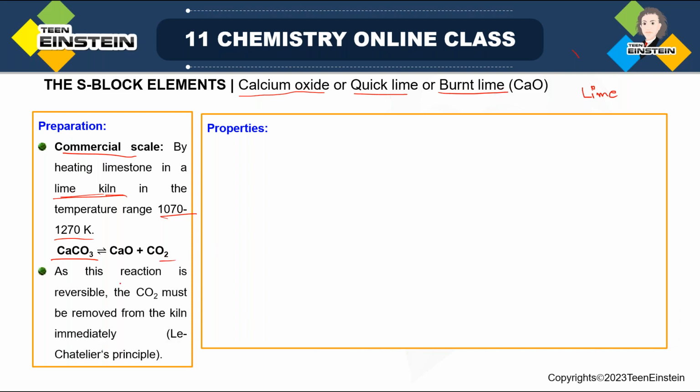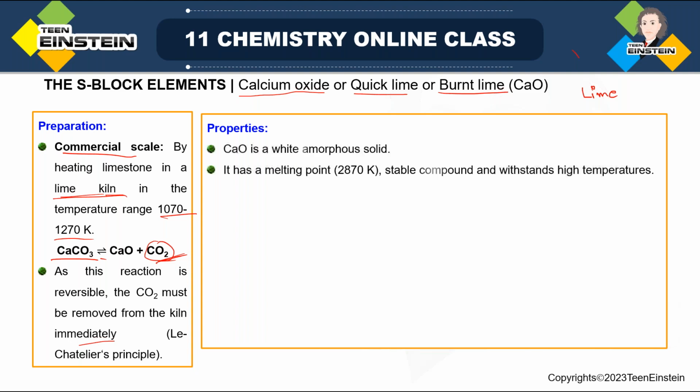Now this reaction is reversible in nature, as you can see from this sign. So if you can remove this CO2, because it is the side product, from the kiln immediately, then the production of CaO will increase, and this is based on Le Chatelier's principle. According to this principle, if we remove the concentration of CO2, the equilibrium will shift from left hand side to right hand side. That means you will get more calcium oxide. In this way we can increase the yield of calcium oxide.